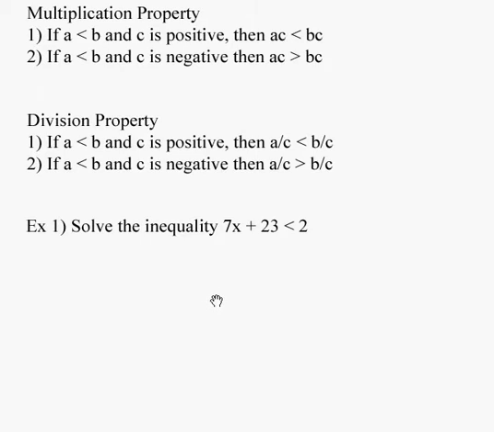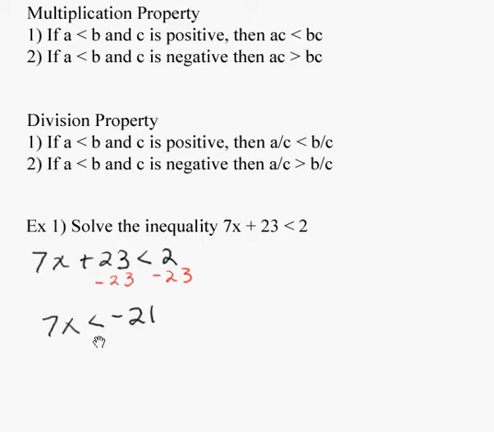All right, let's start out with looking at a few examples. We've seen these before in Algebra 1. 7x plus 23 is less than 2. Pretty simple, pretty straightforward. We're going to start out by subtracting 23 from both sides. We need to get the 7x by itself by undoing the addition of 23. So 7x is less than negative 21.